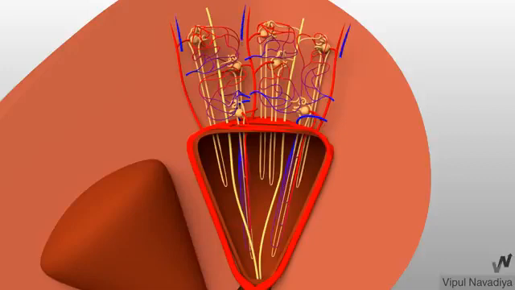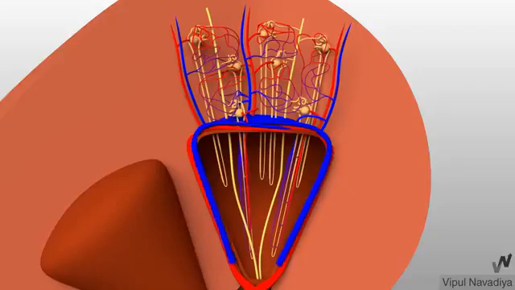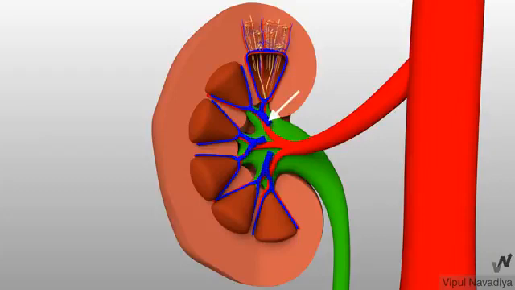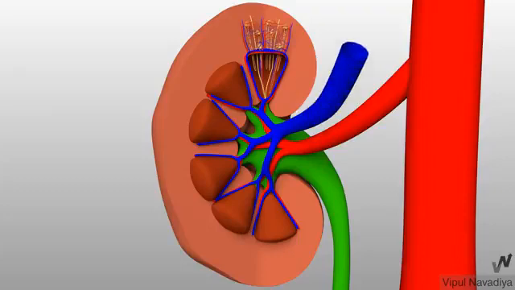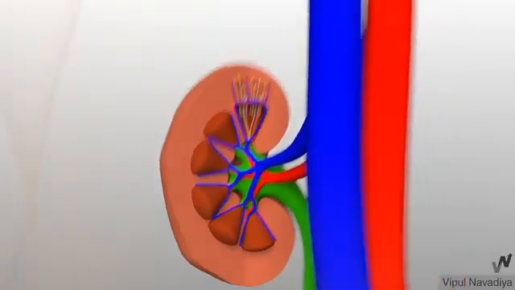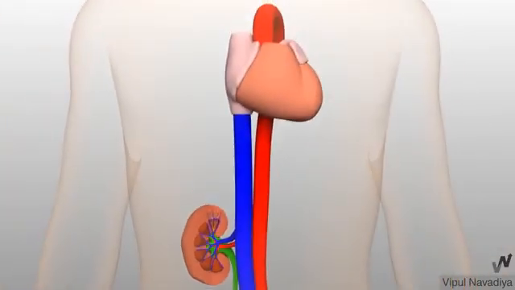Both the capillaries drain into interlobular vein. Interlobular vein drain into arcuate vein. Then comes interlobar vein, lobar vein, segmental vein, and renal vein, all running parallel to the respective arteries. Renal vein drains into inferior vena cava, which finally empties into the heart. This was the blood supply to kidney.